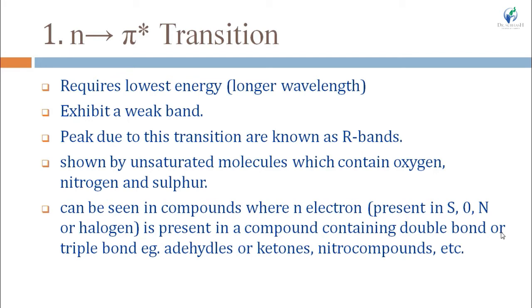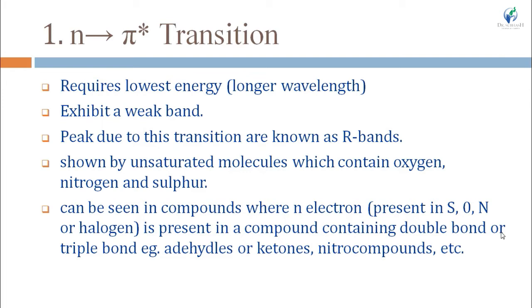I have already said that this transition requires lowest energy, and lowest energy means longer wavelength, right? We have already discussed that energy and wavelength are inversely proportional. So the lowest energy means longer wavelength. This transition exhibits only a weak band in the absorption spectrum of that particular compound, and the peaks obtained due to these transitions are known as R bands.